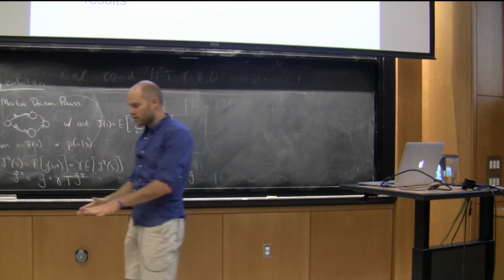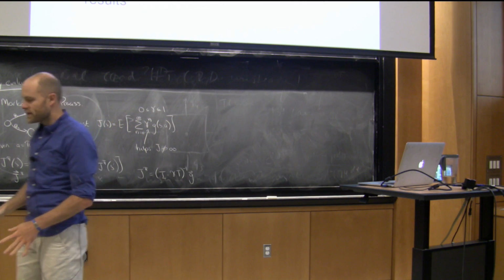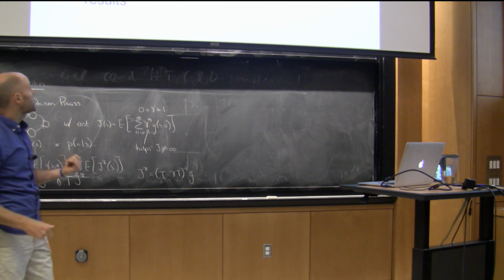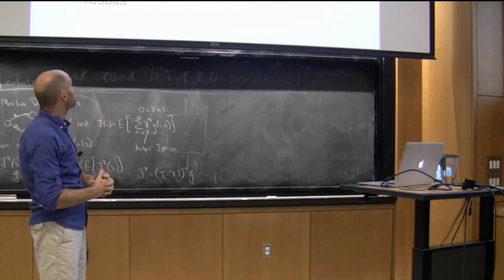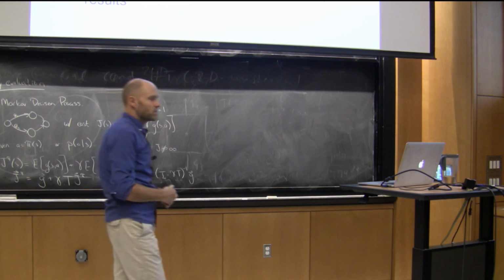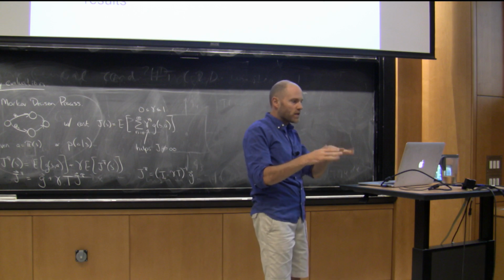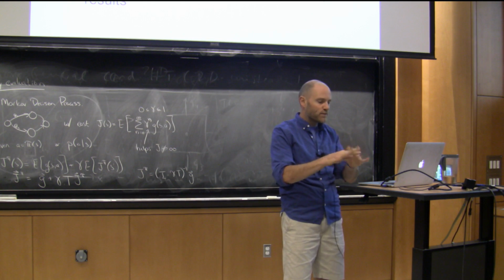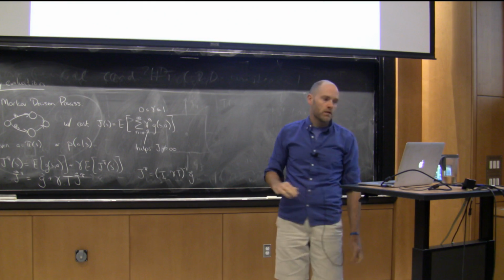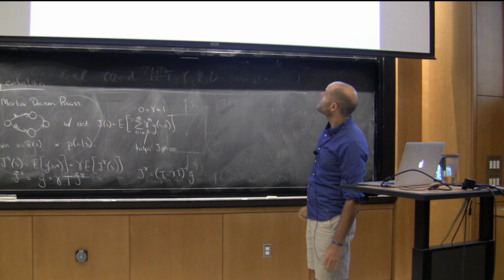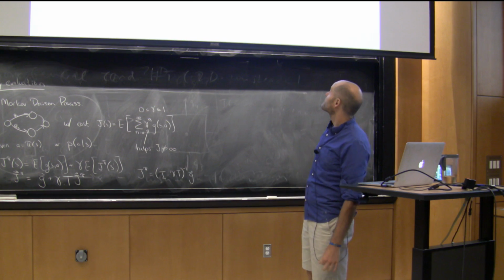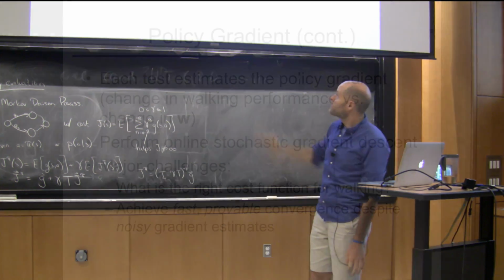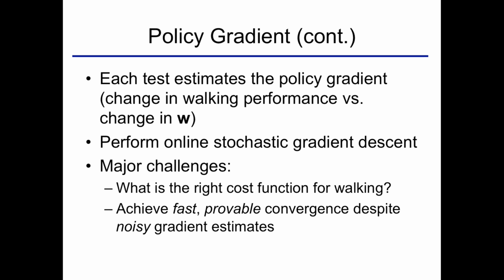Okay, so at the beginning of every footstep, every time that robot took a step, it made a small random change to the policy parameters. It would take one step, and at the end of that step, it would evaluate its change in walking performance and make a permanent change to W based on those results. So it was doing policy gradient type things, but on every footstep. Each trial estimated the policy gradient. It performed online stochastic gradient descent. And the big questions maybe were, what were the right cost functions for walking, and how do you get fast provable convergence despite the noisy gradient estimates?